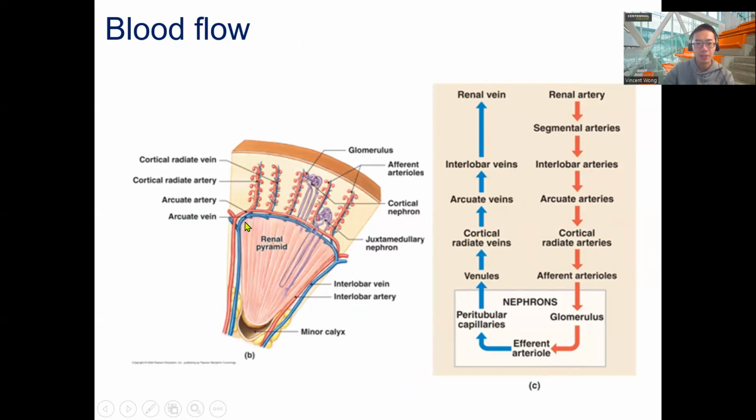Okay? And here you can see a nice renal pyramid and the renal papilla at the tip here. And then you have the cavity, the minor calyx, which is just collecting the urine, which would then go to the major calyx, right? Okay.